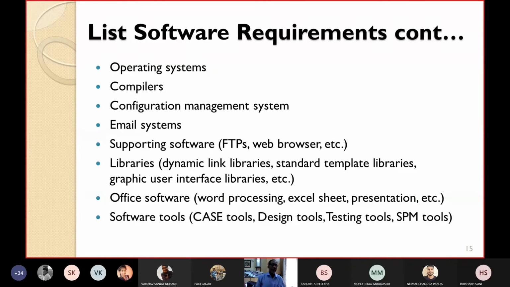Similarly, what tools are you using? Whether you are using only MS Word, or some CASE tools, some design tools for drawing DFDs and UML diagrams, some testing tools for performing black box testing, white box testing, or regression testing. Similarly, some software project management tools. Find out what kind of tools they are using, and this has to be listed.